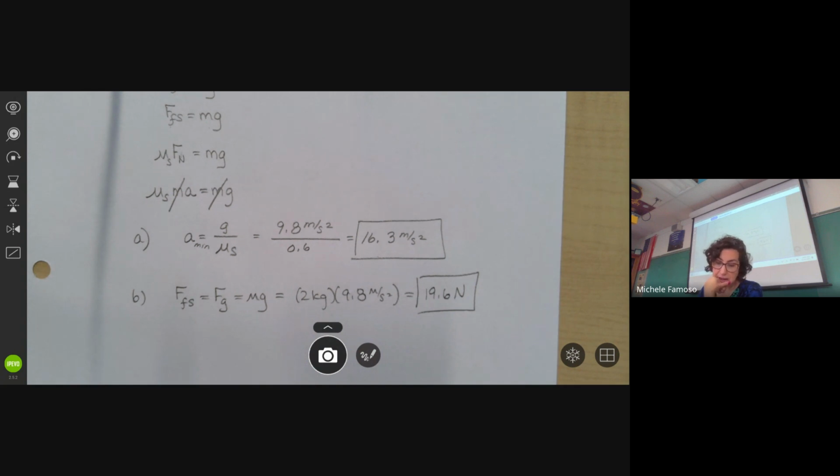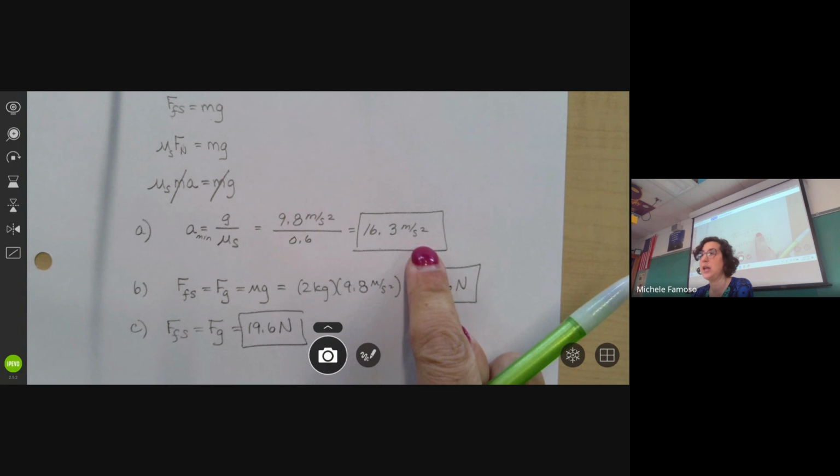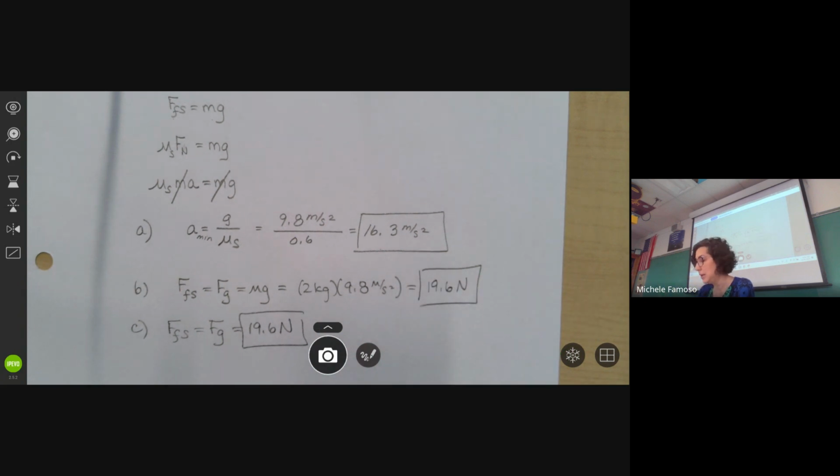Now, part C, find the force of friction on the box if the acceleration is twice the minimum. Doesn't matter. The force of static friction still has to balance the weight, which is 19.6 newtons. As long as you are accelerating at that rate or more, it's not going to move. Makes sense? That's because that friction force is variable. It's a variable amount.